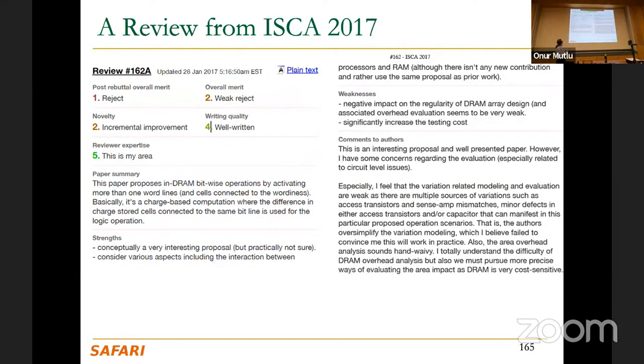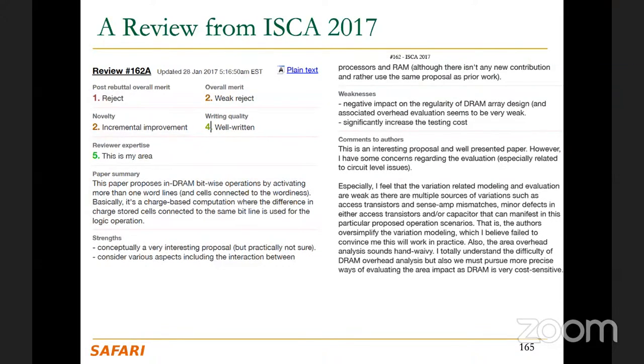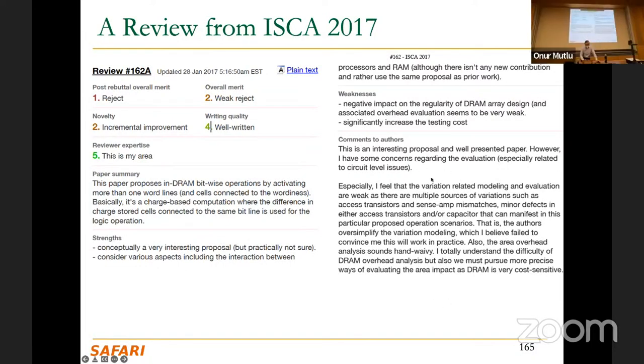Okay, conceptually very interesting, but practically not sure. Consider various aspects, including the interaction between processors and RAM, and so on. Negative impact on the regularity of the MRA design and associated overhead evaluation seems to be very weak, significantly increasing the testing cost. Okay, I mean, you can always find some holes, right? Clearly, we cannot evaluate any testing cost as easily, right? But we acknowledge things like that.